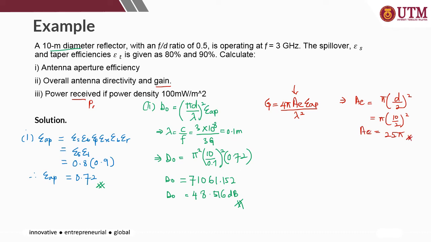So your G is equal to 4 pi over lambda, where lambda is 0.1, squared, multiplied with AE, 25 pi, multiplied with epsilon AP, 0.72. So your G is equal to 71061.512, and in dB it is again 48.516 dB.